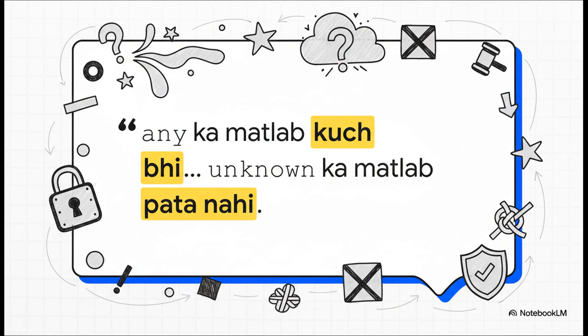And the source material had this quote that just nails the difference perfectly. It translates to: any means anything, unknown means we don't know. And that is everything, isn't it? We don't know forces you to find out before you move forward. That single idea is the absolute heart of type safety.